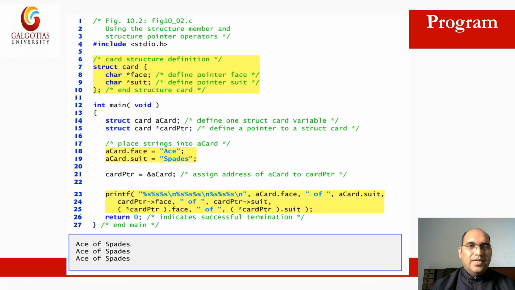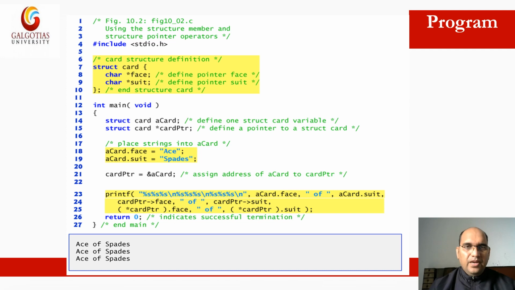Now let's try to understand both ways of accessing the structure members with the help of this program. So in this program, you come to line number 4 directly. So hash include stdio.h. After that, we have given the definition for a struct card. The first members are star face and star suit. Face is a string kind of member, that is a pointer of character, and suit is also a string, that is a pointer of character. And this is the semicolon, so this structure ends over here.